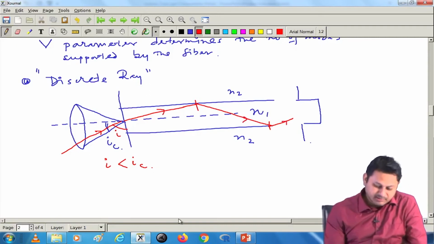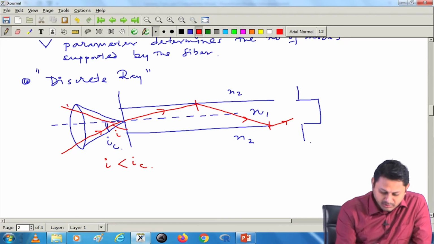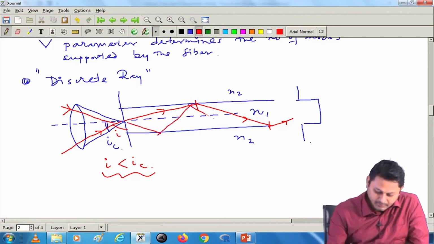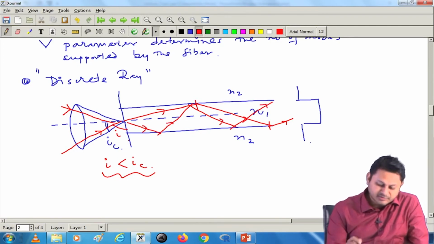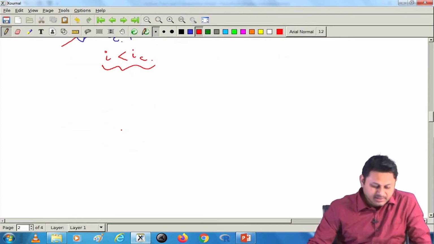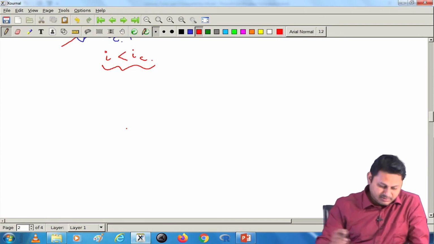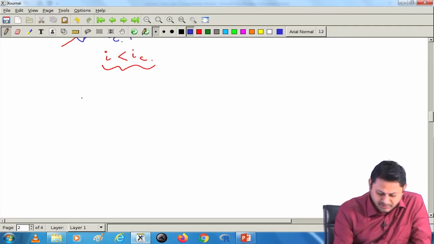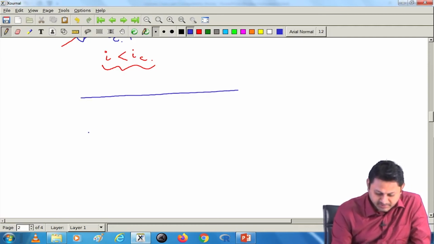But is it really the case? Is it really the case that all the rays that fall with this angle I less than IC will pass through the fiber like this? This is another ray that is passing through the fiber. So, all the rays pass through the fiber, is it true? The answer is not really. There are few selected rays that only pass through the fiber. So, in order to understand, I would like to draw this first, and then if time permits today, we will do the calculation as well. Otherwise, we will do the calculation in the next class.